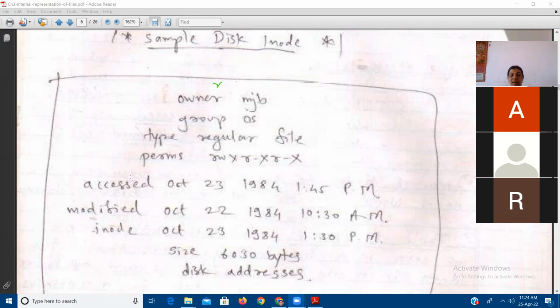Type of file, regular file, either it will be regular file or special file. Permissions, RWX with respect to owner, R-X with respect to group, R-X with respect to user. Access time of that file, modification time of that file, and inode modification time. Then sizes, you can write your own sizes. Then disk addresses. All these are the fields of disk inode. So all of you are noting it down.